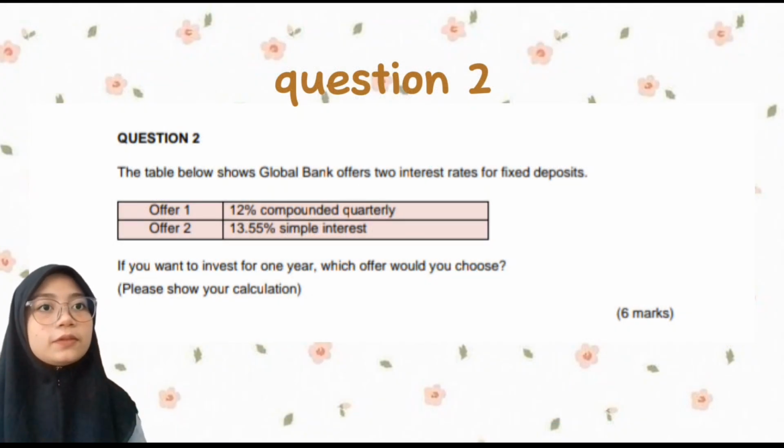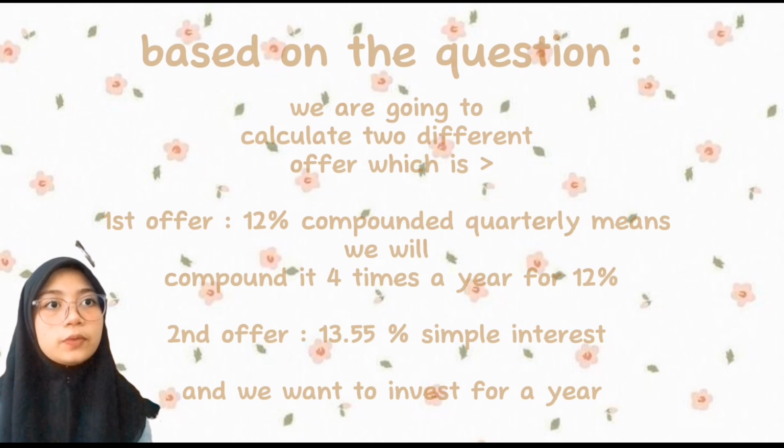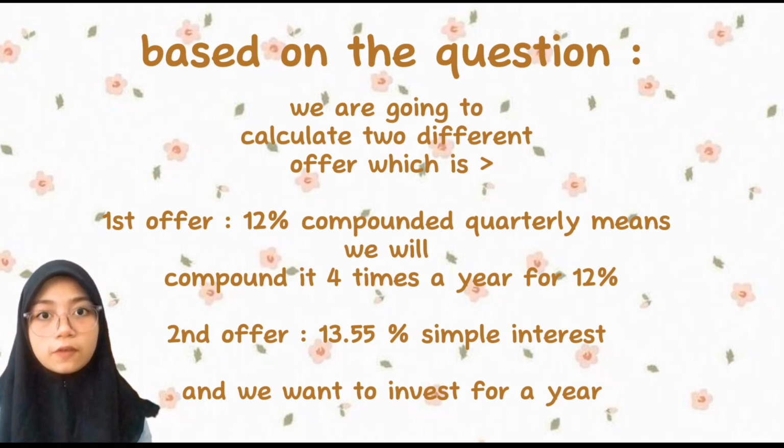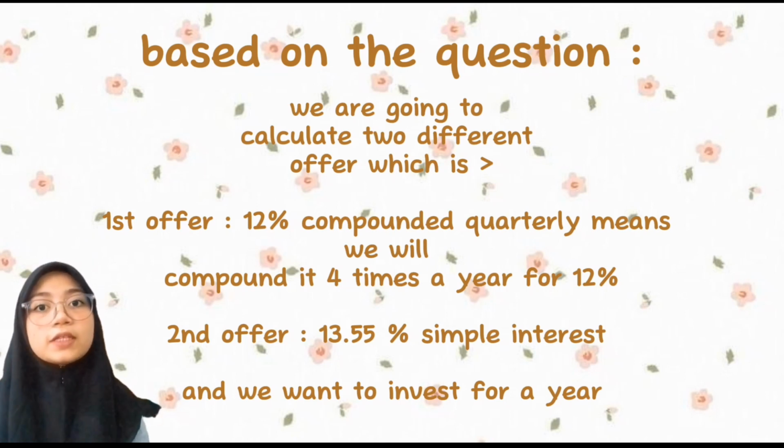Question 2. The table below shows global banks offer two interest rates for fixed deposit. The first offer is 12% compounded quarterly and the second offer is 13.55% simple interest. If you want to invest for 1 year, which offer will you choose? Please show your calculation. We are going to calculate two different offers: the first offer, 12% compounded quarterly, means we will compound it 4 times a year at 12%, and the second offer, 13.55% simple interest, and we want to invest for a year.